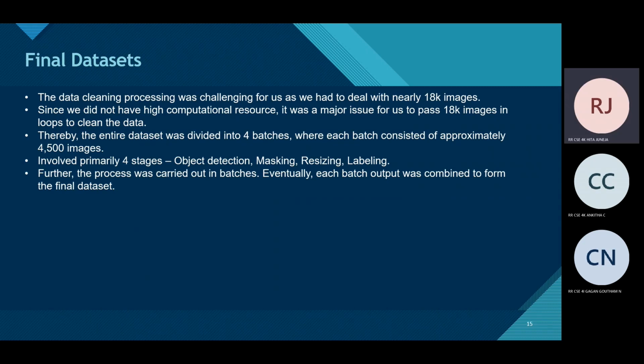The data cleaning process was challenging for us because we had to deal with around 18,000 images and we didn't have the computational resources to process that many images at once. This is why we divided our dataset into 4 batches with 4.5 thousand images in each batch, and we ran object detection, masking, resizing, and labeling for each of these batches. Finally, we merged all the batches to form the final dataset.